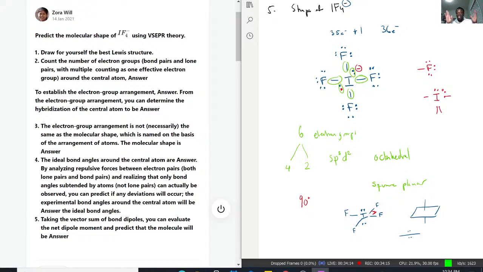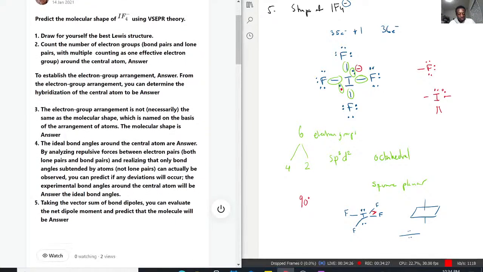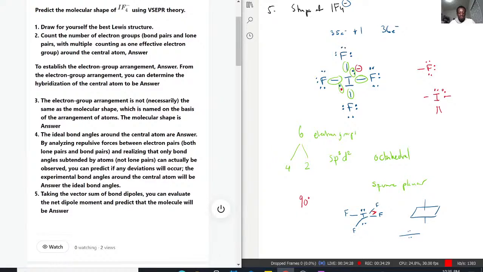There's going to be differences, I guess, where they're saying that the experimental bond angles might be slightly different than what we predict, but in this case, I do anticipate that it's most likely the ideal bond angle of 90 degrees. And then it says, taking the vector sum of the dipoles, we can evaluate the net dipole moment. For this, as you can see, based on how we've drawn it in several ways, if we have a dipole moment going in every direction, overall they all cancel each other out, especially because they're all fluorines, so they're all pulling equally.